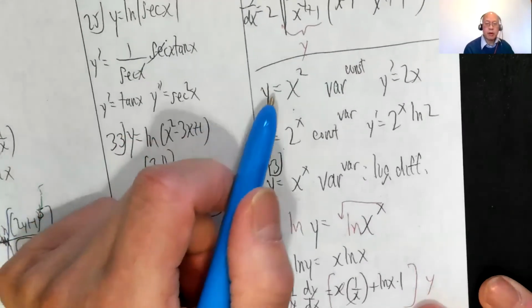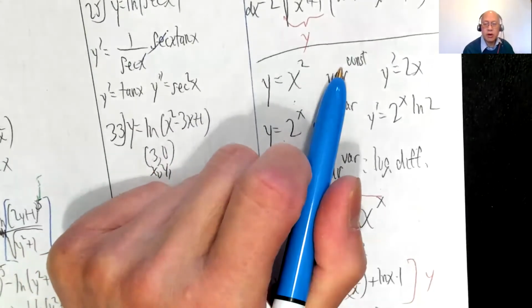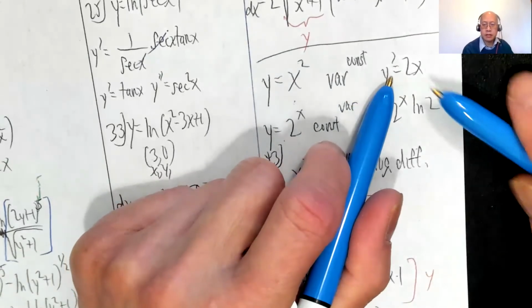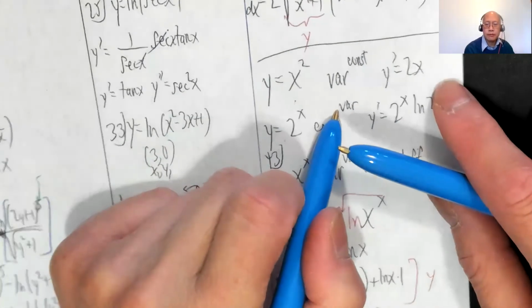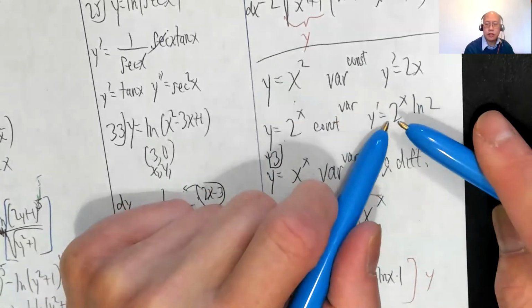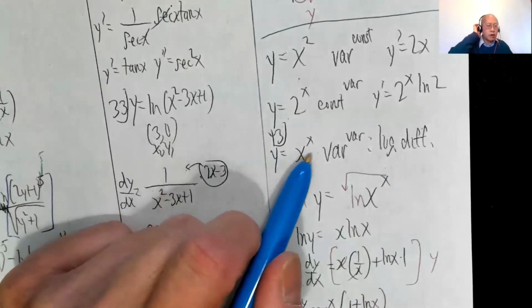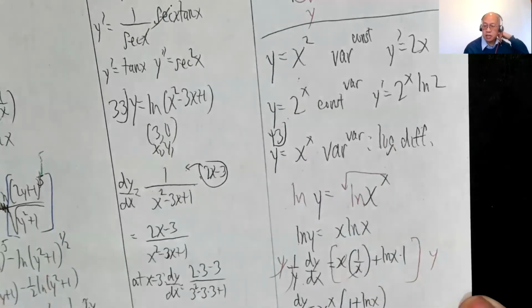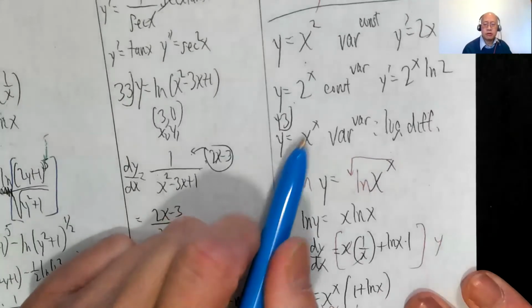Okay, so some reminders of how I differentiate. If you have a variable raised to a constant, like y equals x squared, that's just a power rule. Y prime is 2x. If you have it reversed, if you have a constant to a variable, like 2 to the x, that's an exponential. So the derivative is 2 to the x ln 2. If you have a variable to a variable, like x to the x, then you have to do this logarithmic differentiation stuff.